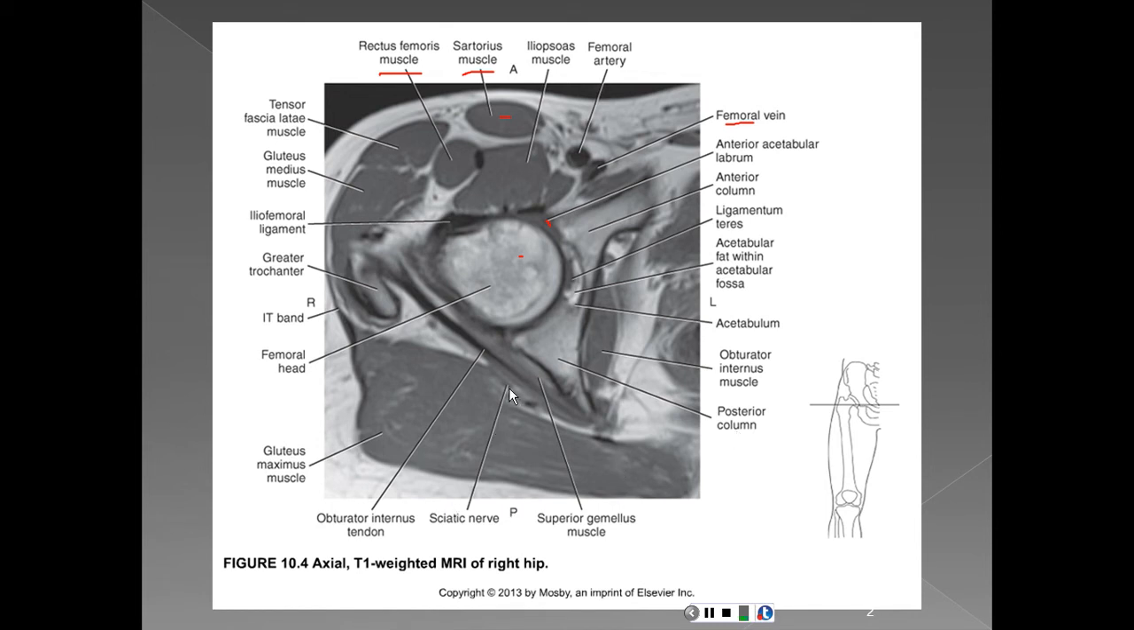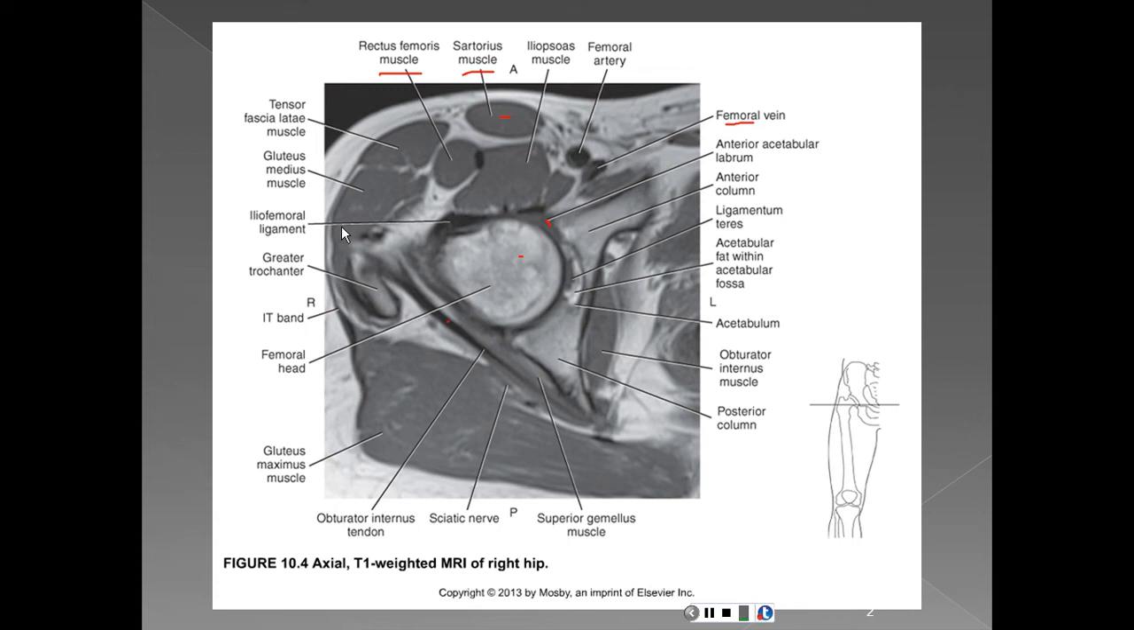The sciatic nerve, right there, right where this piece ends, is a little sliver of a nerve right there. That would be the sciatic nerve. And there's the obturator internus tendon. So we know that anything that shows up with this type of signal in a T1 weighted image could be a tendon, as well as a ligament.